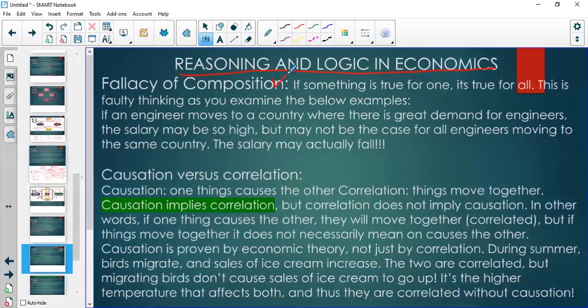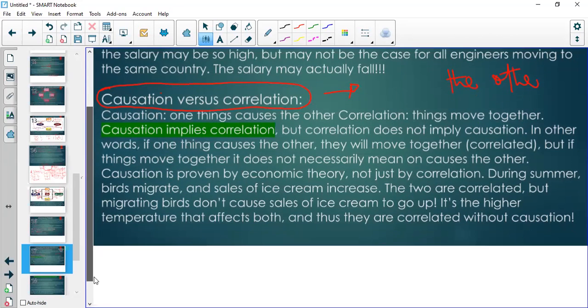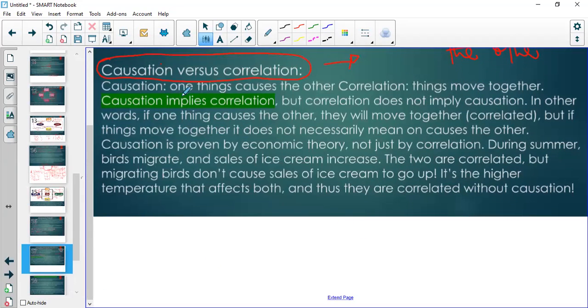Right, now we have reasoning and logic in economics. So you look at this fallacy of composition, but we're going to discuss the concept of causation versus correlation. So causation is when one thing causes the other, right? Correlation means things move together, and we're not always sure whether one thing causes the other, but we just know they move together.